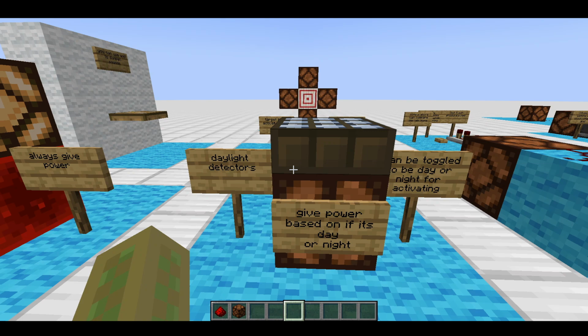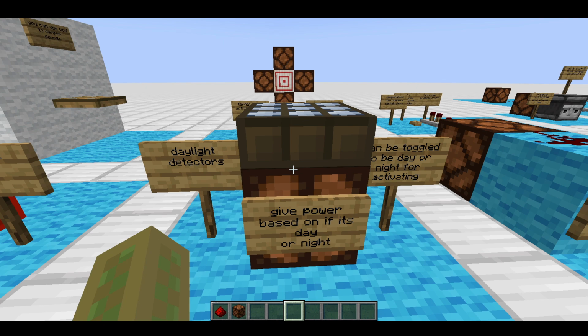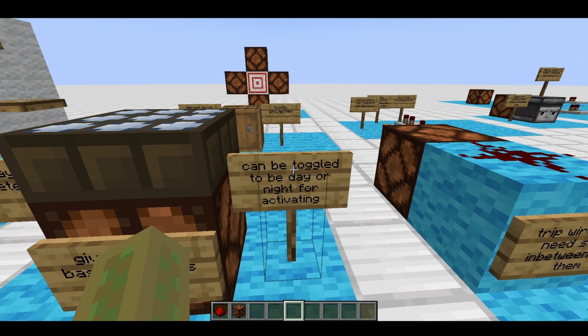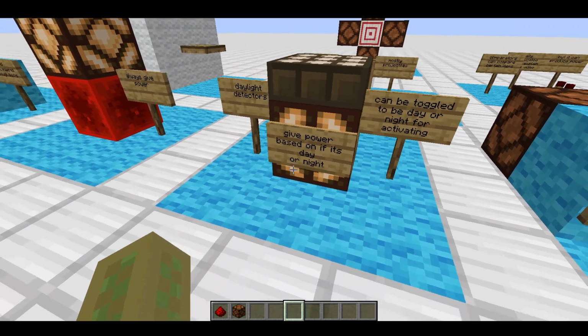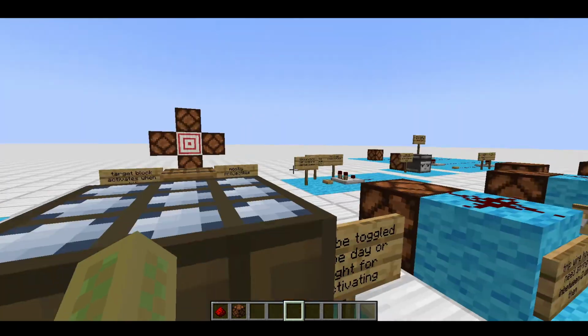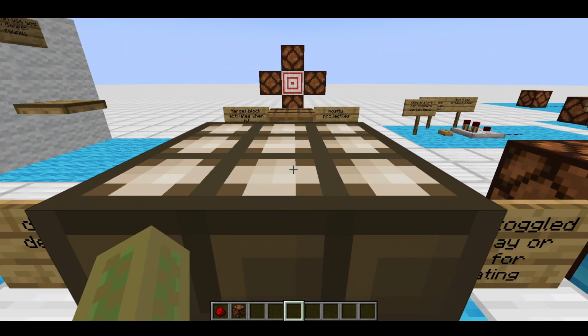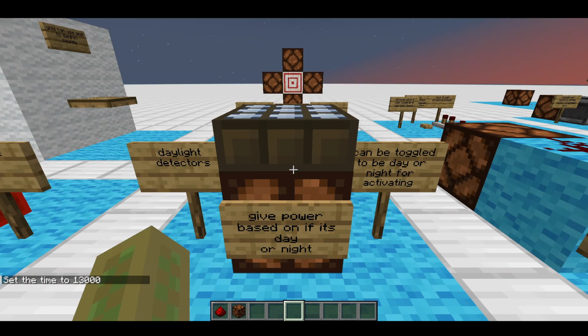daylight detectors. Basically, these things right here give power based on if it's day or night, and they can be toggled to be day or night for activating. So as you see, if I was to click it, it would turn on the lamp during the day. But if I was to click it off, it would turn off. And basically what this means is that it only activates during the night. So day, night. I'm going to show you this in action. I'm going to set it to night. And as you see, it turns on. If I set it to day, it will turn off.